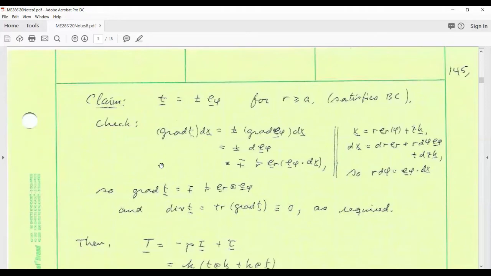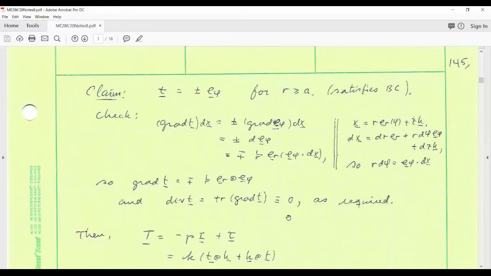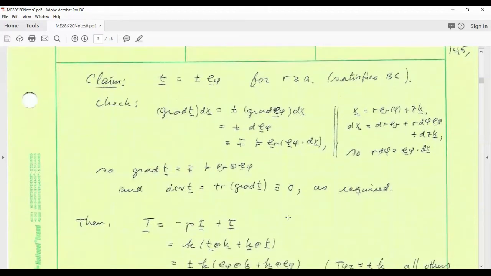So we immediately conclude that grad T is, apart from sign, 1 over r E phi tensor product d phi. The div T is then the trace of that, which is identically 0, because that's ER dot E phi, which is 0. So we indeed have the equilibrium condition satisfied in the absence of an axial pressure gradient.